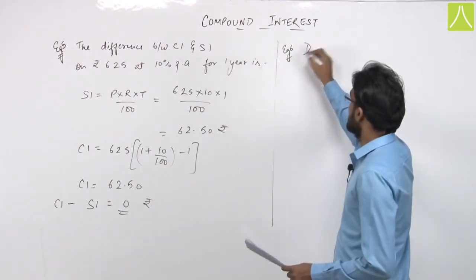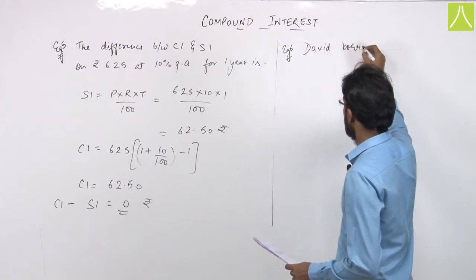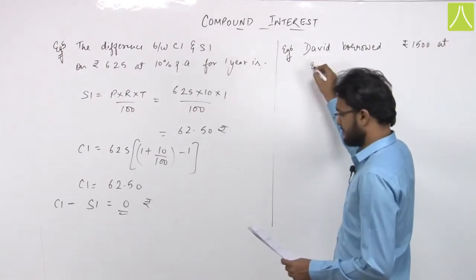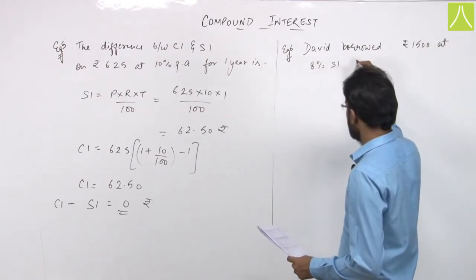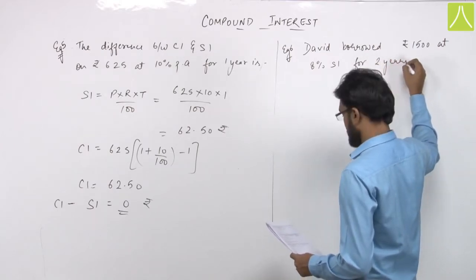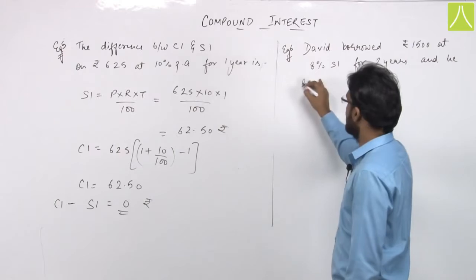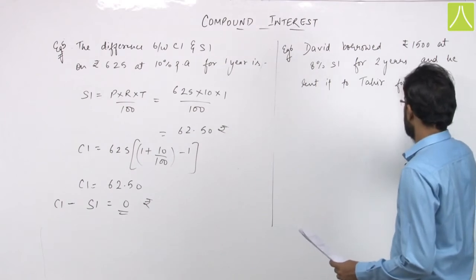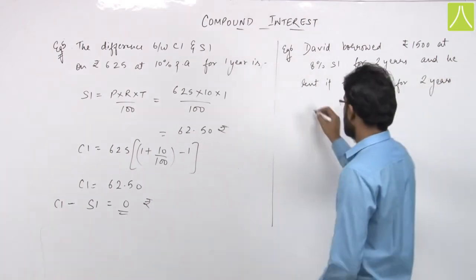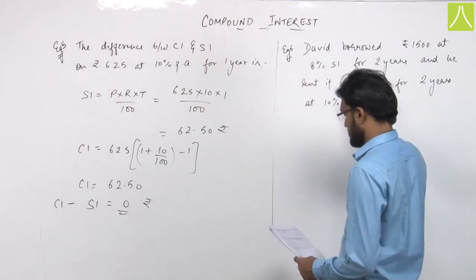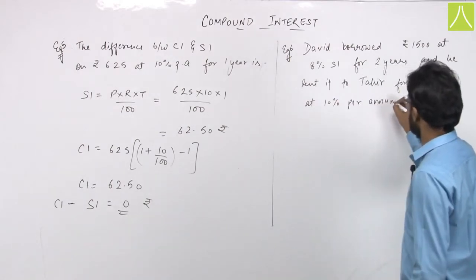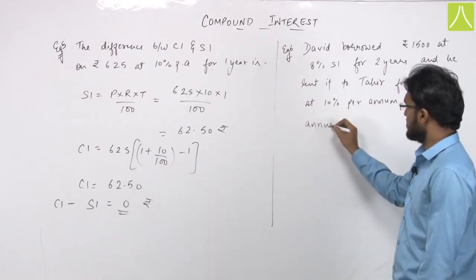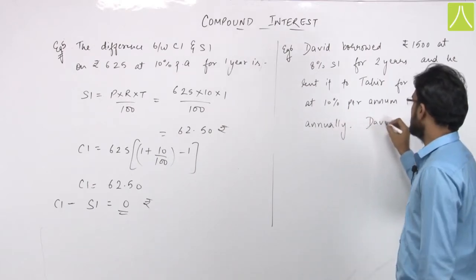Let us take another question. David borrowed rupees 1500 at 8% per annum simple interest for 2 years, and he lent it to Tahir for 2 years at 10% per annum compounded annually. We have to find David's profit.